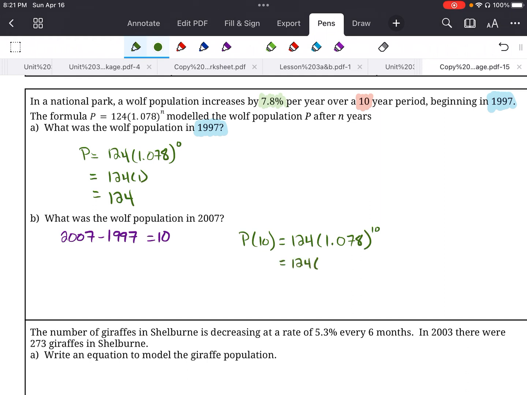So we end up with 124 times 2.12 to give us 262.8. Now we can't have 0.8 of a wolf, so your therefore statement would be, therefore there were 262 wolves in 2007. Okay, so when you're talking about physical beings, you can't have a decimal of a human, of an animal, so you round down.